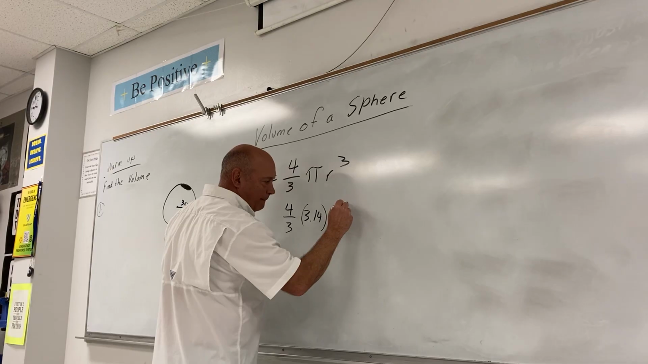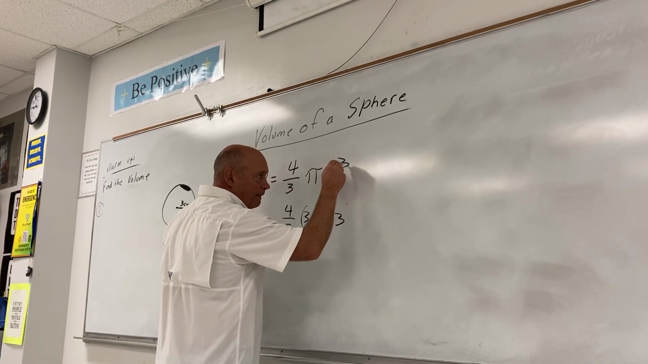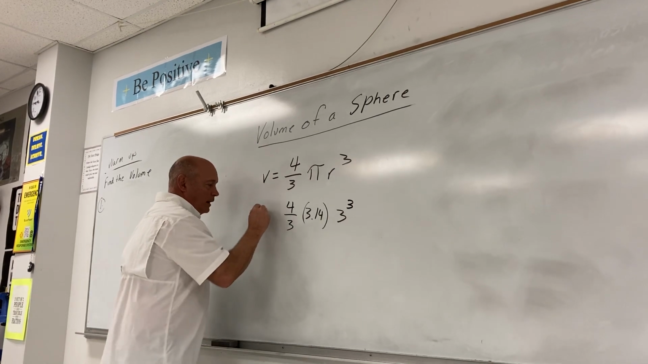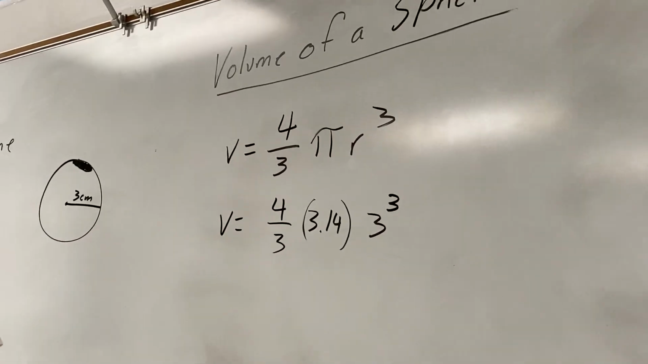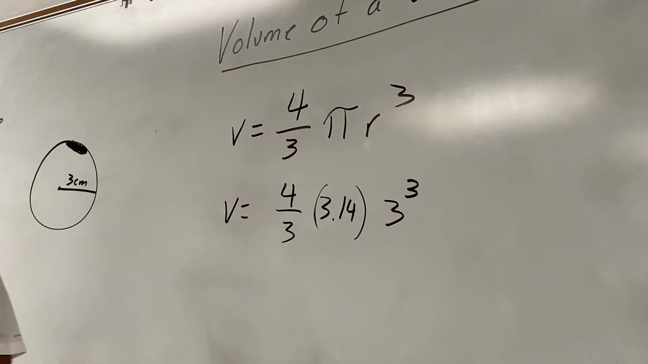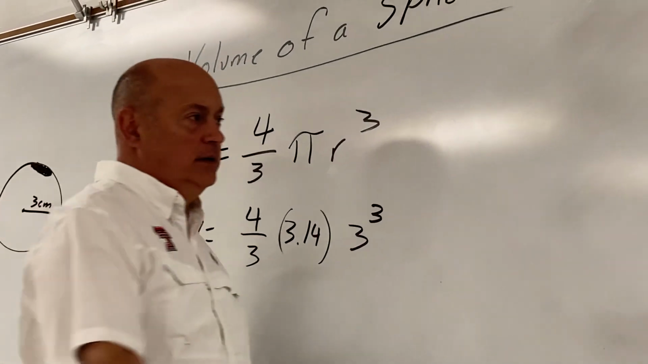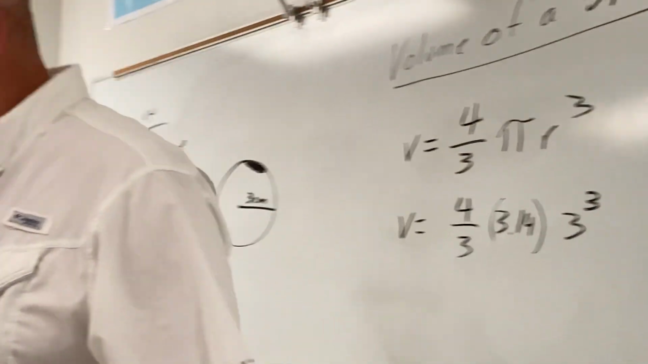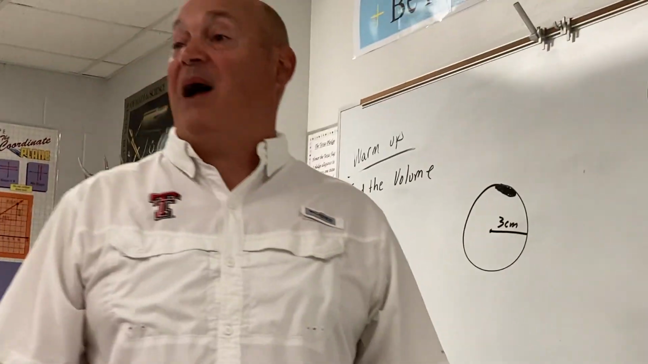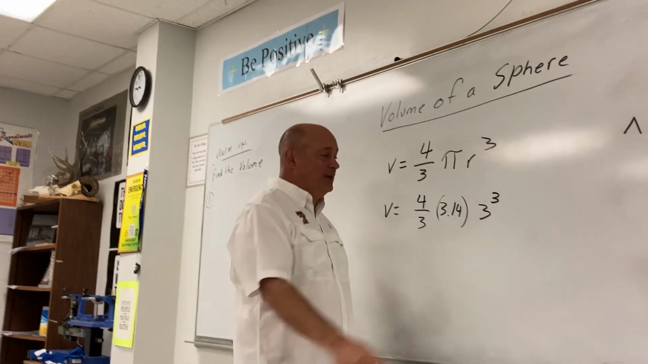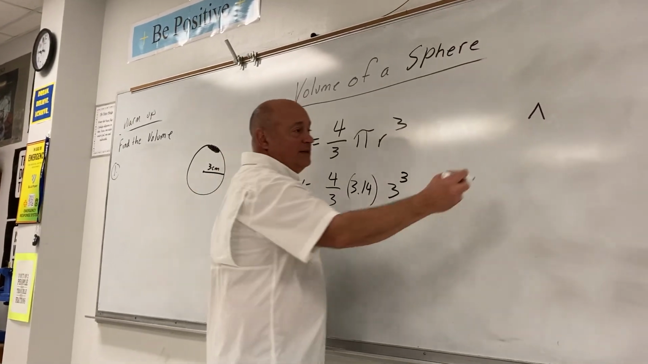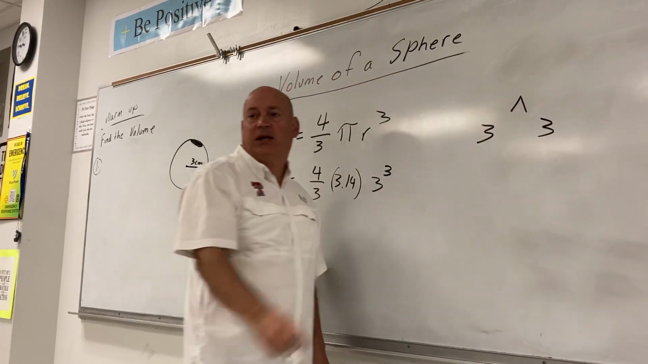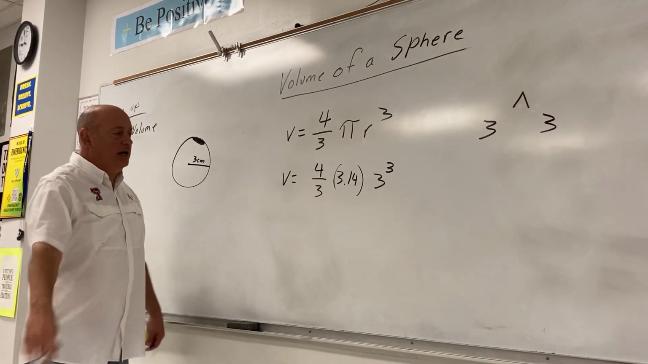We need to cube it, not square it. Does everybody know how to type in cube on your calculator? If you do not, listen. The little arrow, right below clear, is your power button. So when you get to this part, you're going to type in 3, power button, and then another 3.